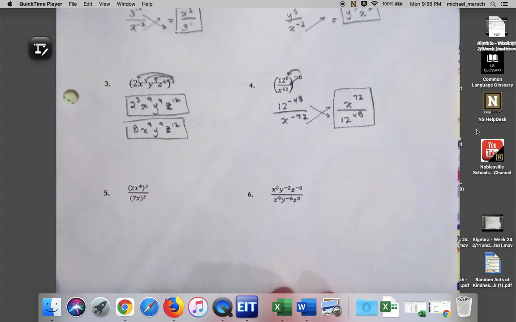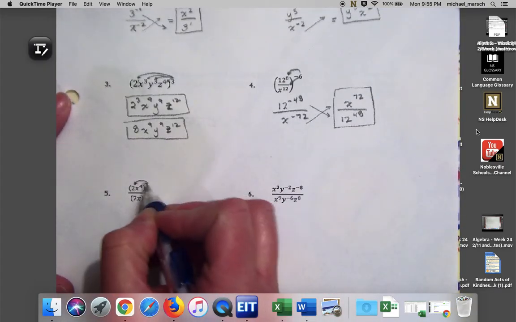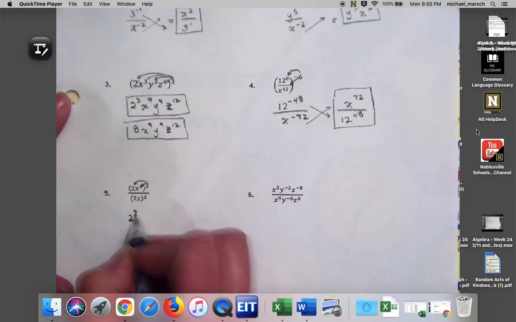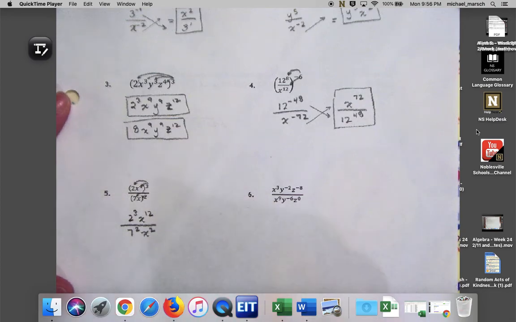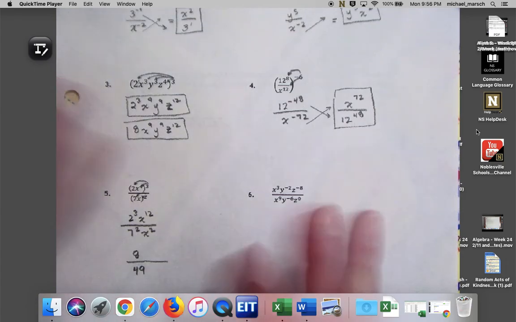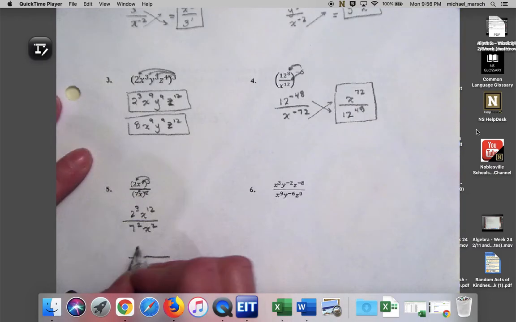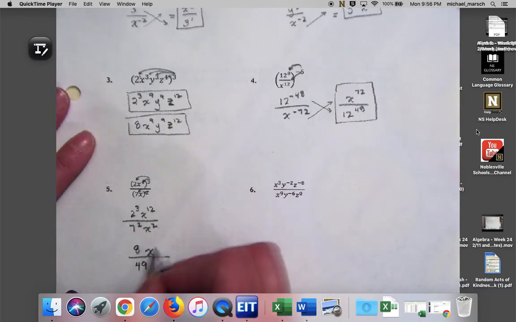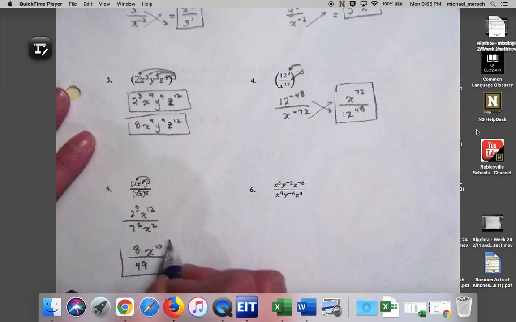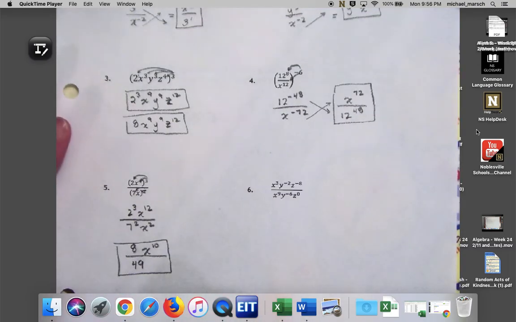All right, number 5. Let me zoom in here. And 6. Again, I have to distribute the 3 to those. So I'm going to get 2 to the 3rd, x to the 12th. And then I have to distribute the 2 to these. So I'm going to get 7 squared x squared. 2 to the 3rd is 8. 7 squared is 49. I know that 8 looks weird, right? And then 12 minus 2 is a positive 10, so my x to the 10th would stay here, and this will be my final answer. I can't do anything to the 8 or the 49. It just is what it is.